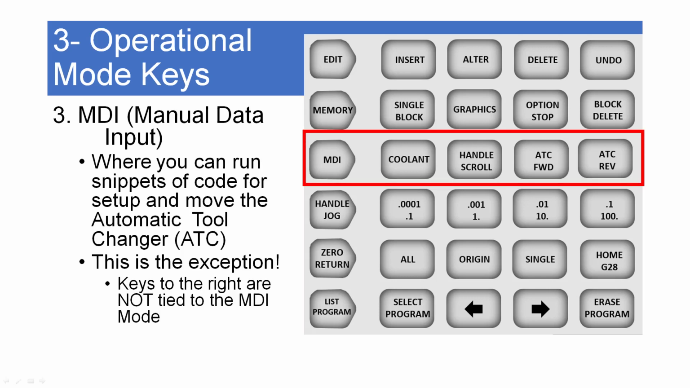The MDI mode, or Manual Data Input, is where you can write and run short snippets of code for machine setup, as well as use pre-programmed operations for the tool probe on our mill. Some of the keys to the right do not relate directly to the MDI mode, but operate independently. Let's move down to the jog system, but first let's talk about jog.